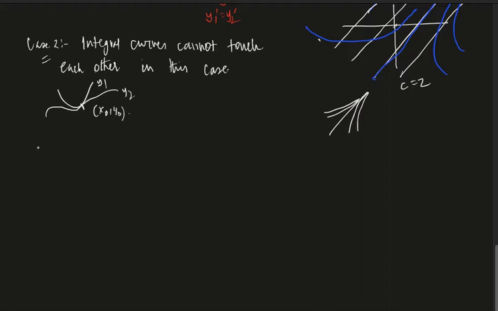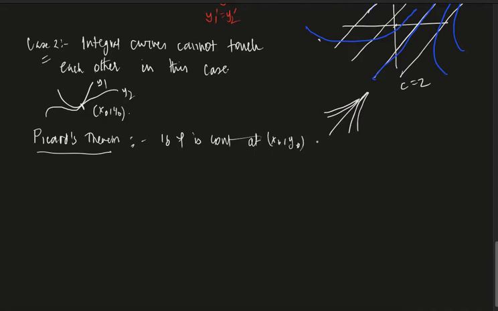Let's say this point is x naught, y naught. There is something called Picard's theorem. I think you have heard about it. What does the theorem say? The theorem says that if f is continuous at x naught, y naught. I am not writing the proper theorem; we will do it in the next class.